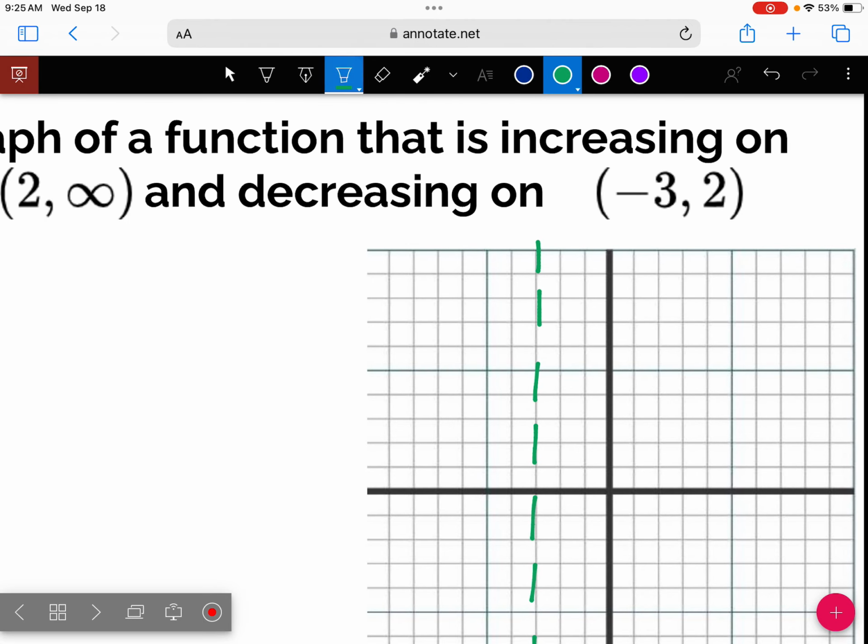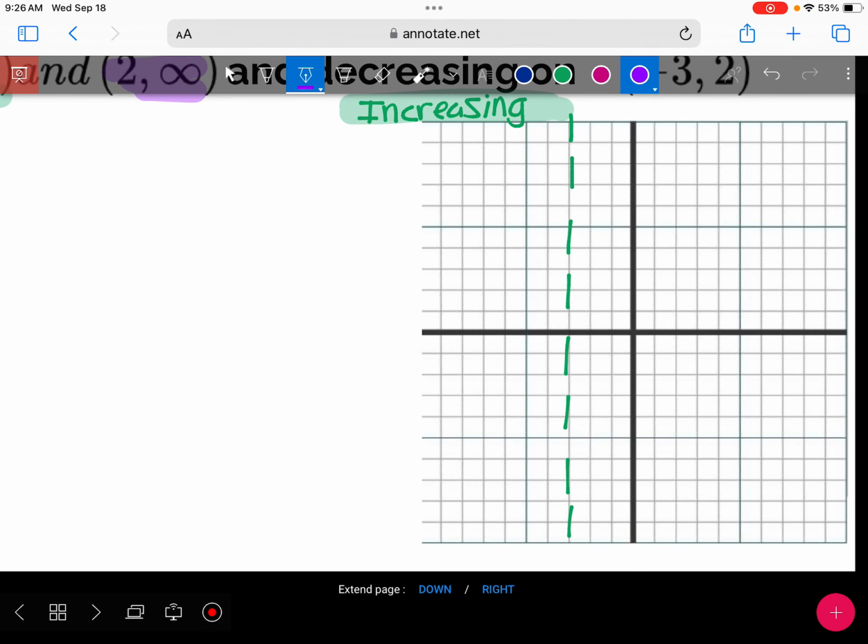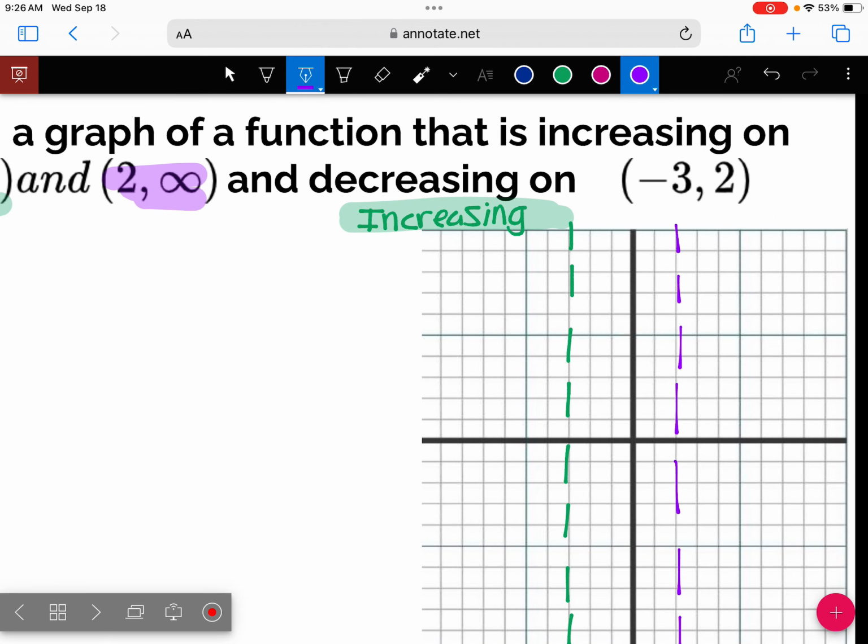Because I need this side to be increasing. That's what it says. This side is increasing. I also need from 2 to infinity to be increasing. So I'm going to draw myself another little line at positive 2, like this. And again, you don't have to draw this, but it does help when we're doing stuff. Because I need this interval to also be increasing.